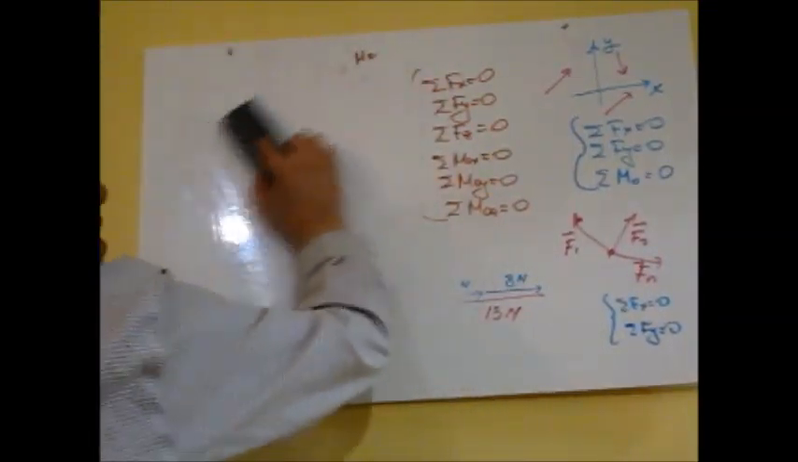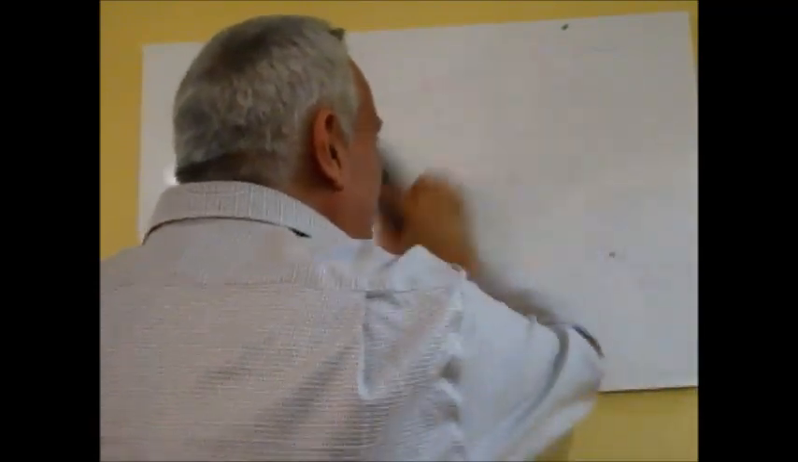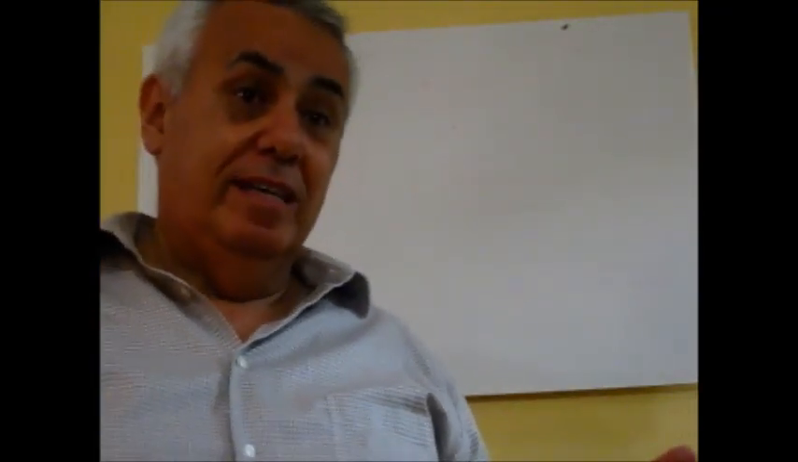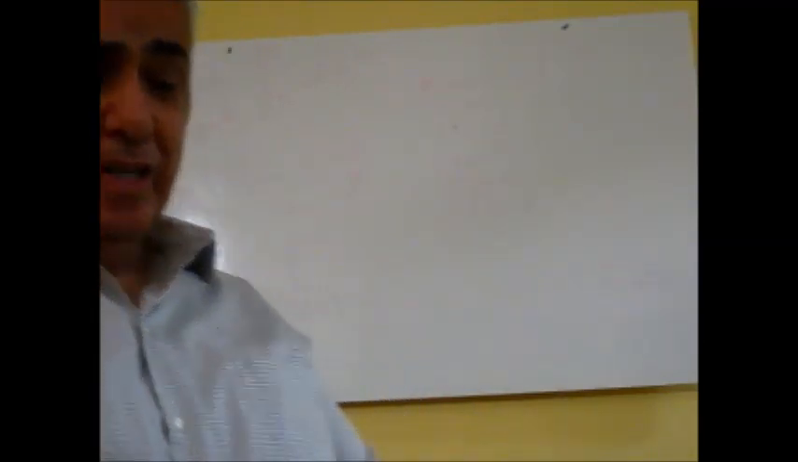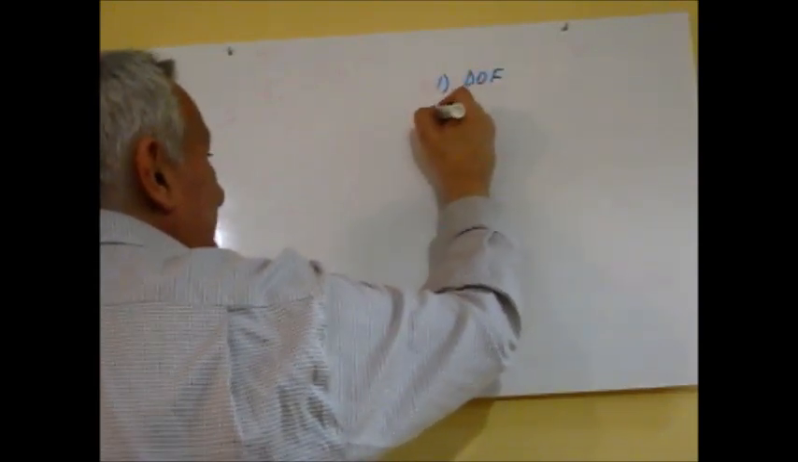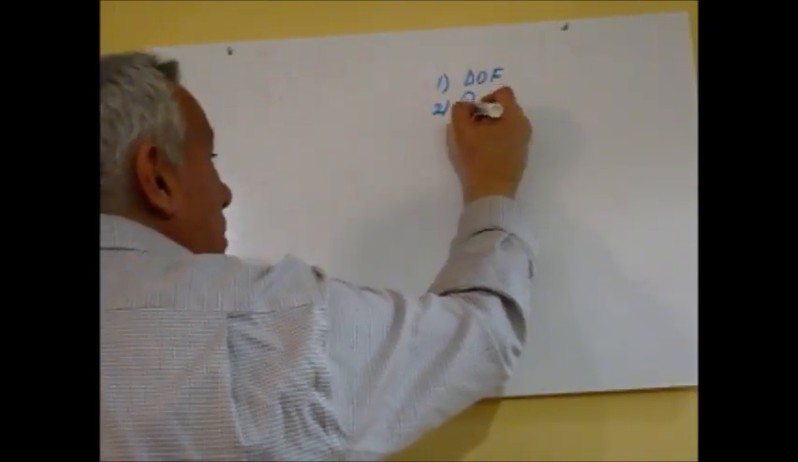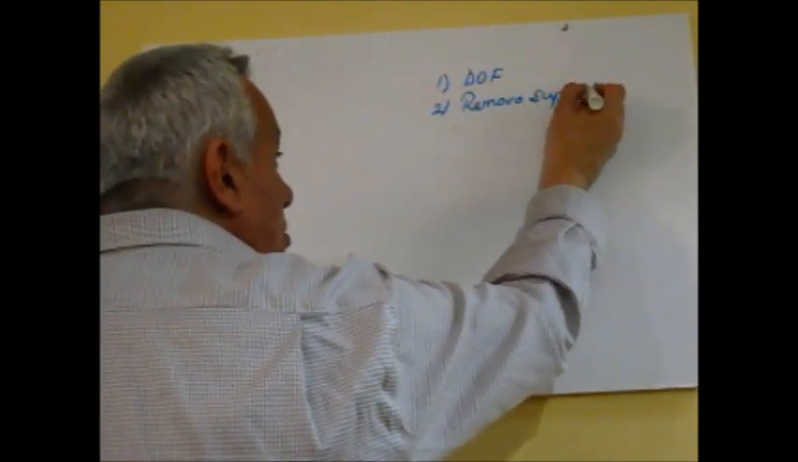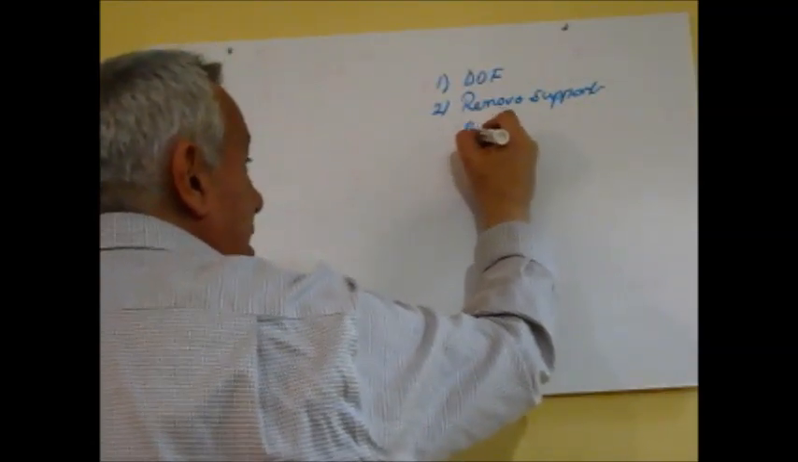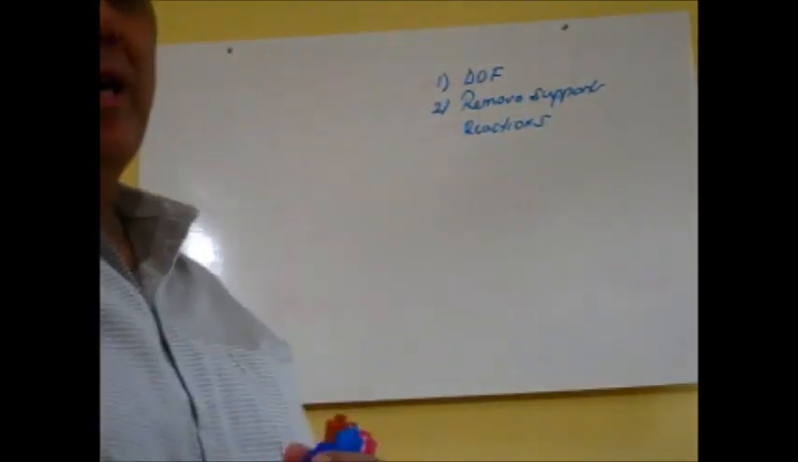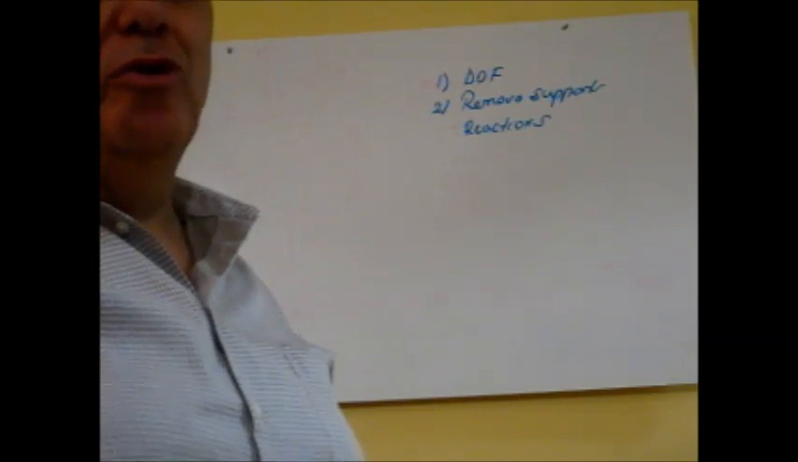All you have to remember when you have to solve a problem in statics: what is the general way of solving? First, look at the degrees of freedom, if it's statics. Second, remove the support and put the reactions. So in this case, we build the so-called free body diagram.